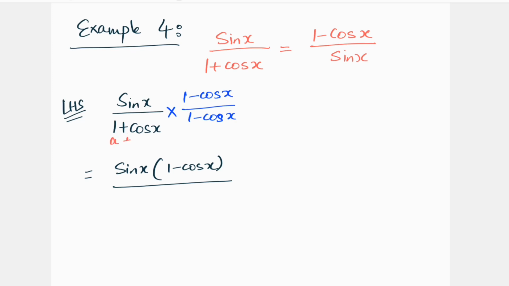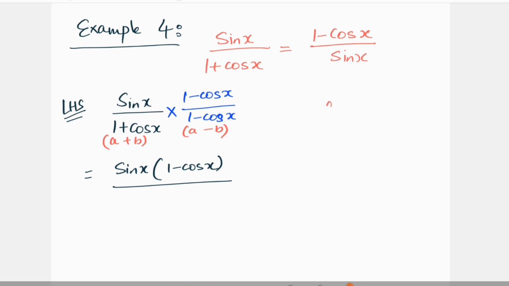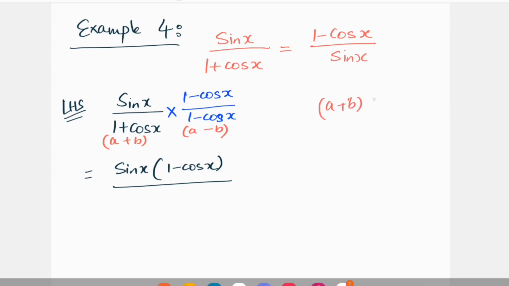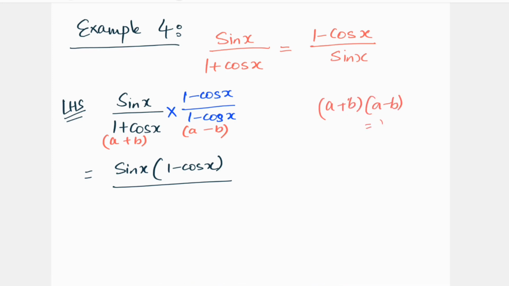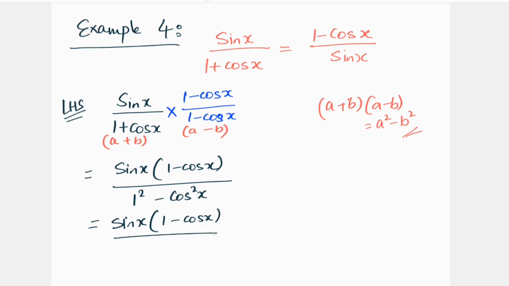now this can be a plus b and a minus b, right? And we know that a plus b times a minus b is equal to a square minus b square, right? So we will use that algebraic identity. So that will give us 1 square minus cos square x. 1 square is 1, so that gives us sine x times 1 minus cos x over 1 minus cos square x.